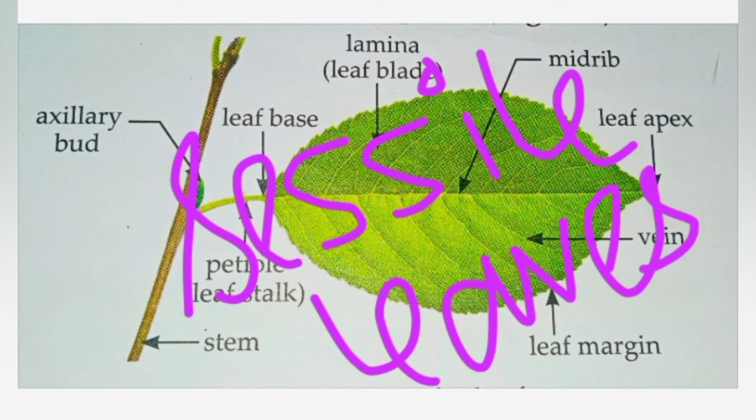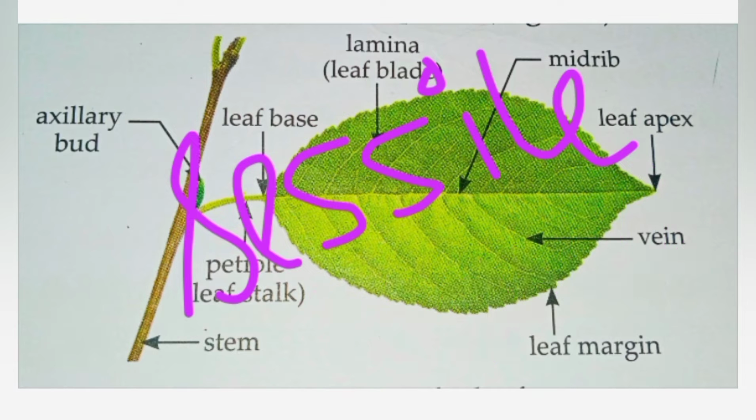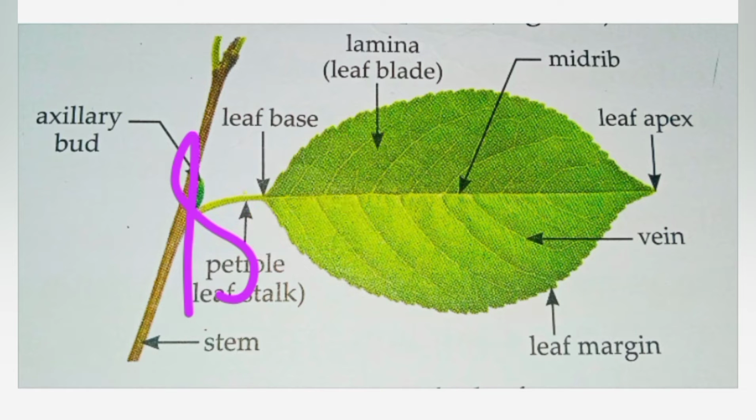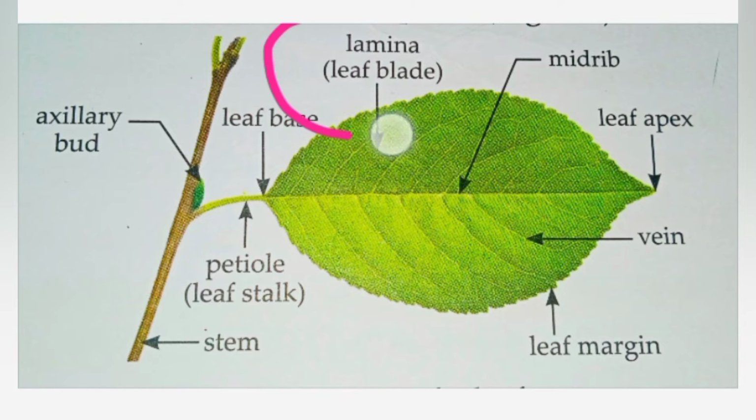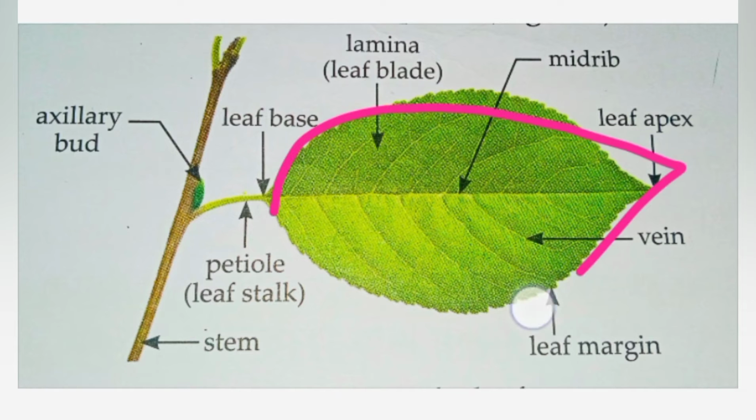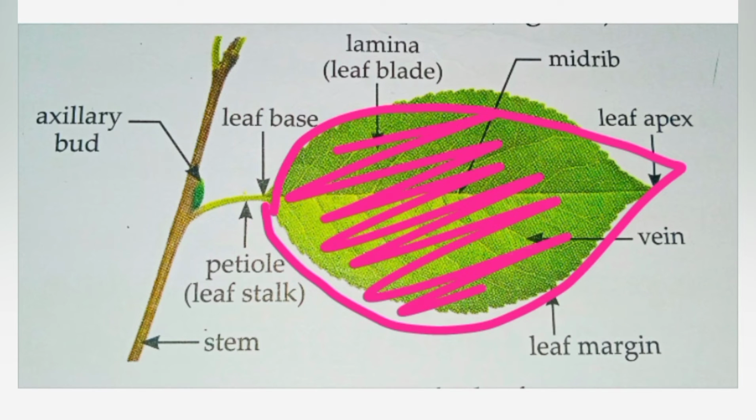Alright, now let's talk about the next part of the leaf, which is the lamina or the leaf blade. So how would you define it? We are talking about this part now. The flat and broad green part of the leaf is called the lamina or the leaf blade. What is lamina? We can see this part of the leaf, this green part, the flat green structure of the leaf. This is called lamina or the leaf blade.